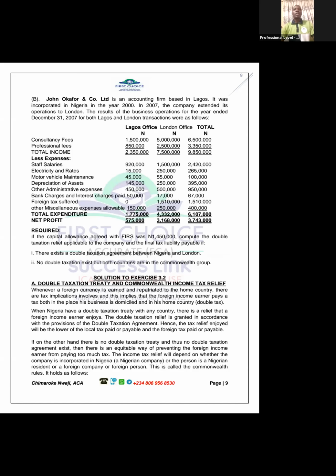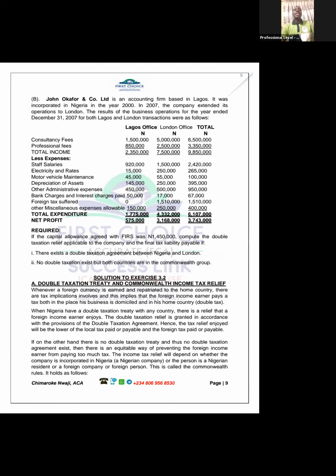as follows. Now you see the consultancy fees, the professional fees, these are all allowable income for an accounting firm. Now look at the total income. Now look at the expenses. We have staff salary. Yes, it's okay. Electricity and rates. Yes, it's okay. Motor vehicle maintenance. Yes, it's okay. Depreciation of assets. No, it's not okay. Other administrative expenses. It might be okay, it might not. Additional information should tell us.